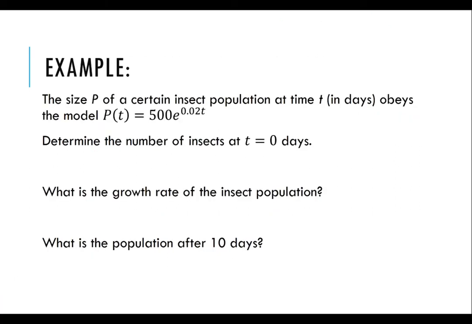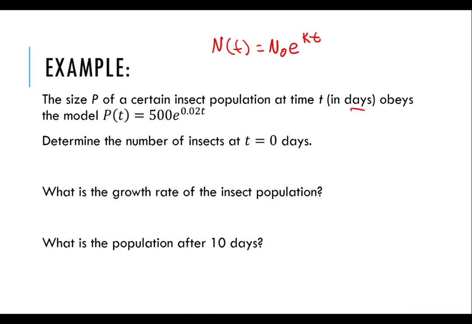As an example, the size P of a certain insect population at time t in days obeys the model P(t) = 500 times e to the 0.02t. Notice that this is exactly the formula we're looking at, N(t) = N sub naught times e to the kt. They just gave it to us from the get-go. So some observations: our initial population of insects is 500, and the growth rate, which is positive, is 0.02.